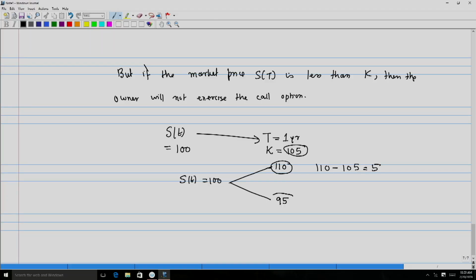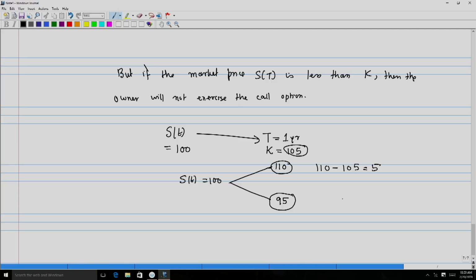However, in the case when the price goes down to 95, what are they going to do? They see that if I exercise the option and purchase the stock for 105, then I will be able to sell it in the market only at the current prevailing price of 95. So I will purchase this for an amount of 105, but I will receive only an amount of 95. 95 minus 105 is minus 10.